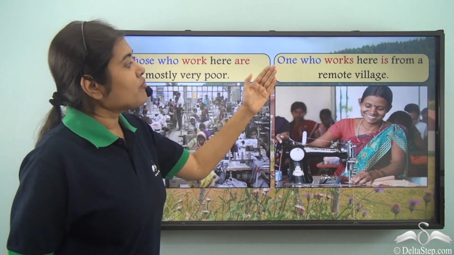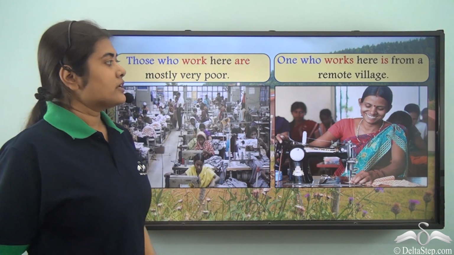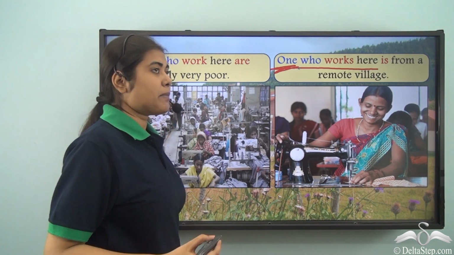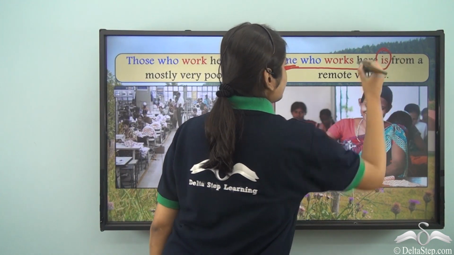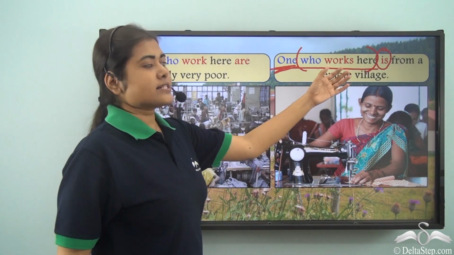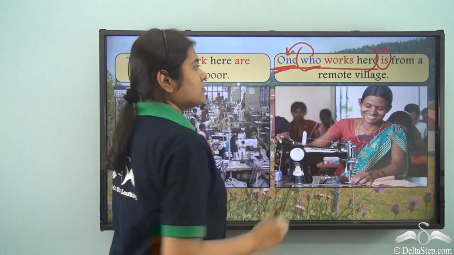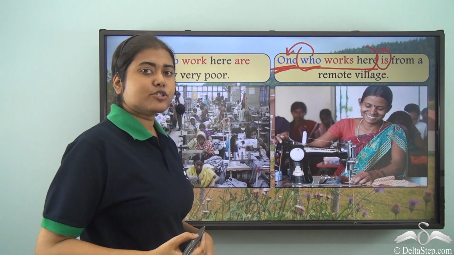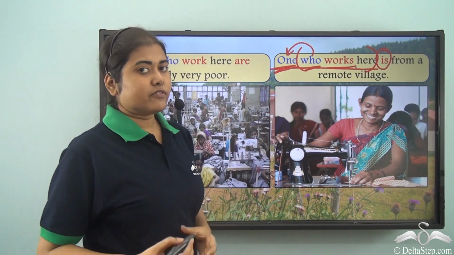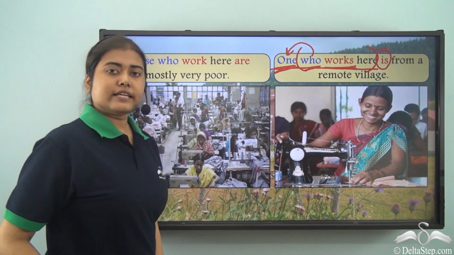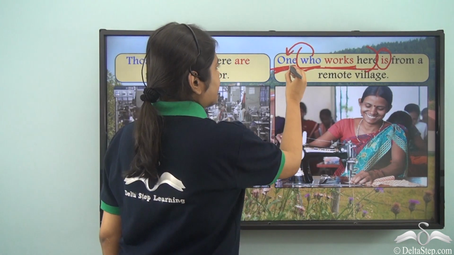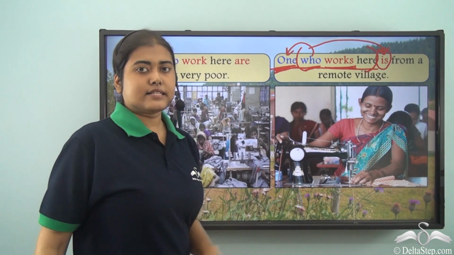Similarly, if we had one who works here is from a remote village. Now in this case, what is the subject? One who works here. Now one is already telling us that this part is singular. Therefore, we are going to use a singular verb is. Now in this case too, the subject has another part, who works here. Now this who is referring to one. That means this who is also a singular subject. Accordingly, works will be a singular verb. So works is the singular form of the verb work, and we have used a singular form. So who works here is describing one, and this part is becoming singular, whereas one is related to this verb is, which is a singular verb.